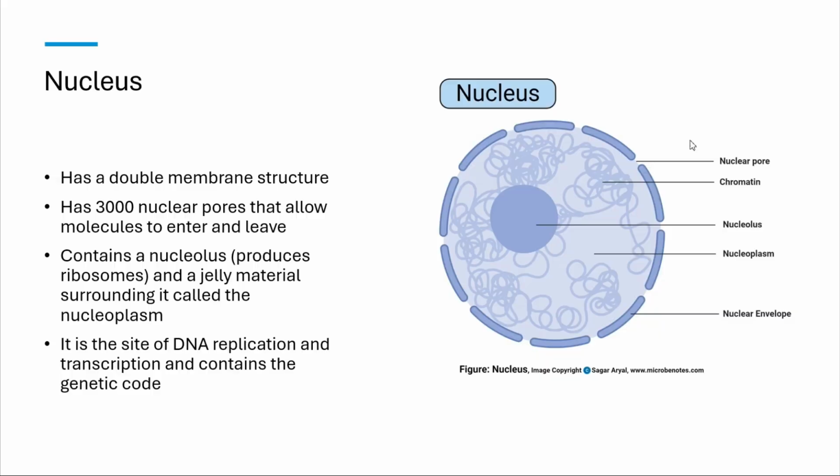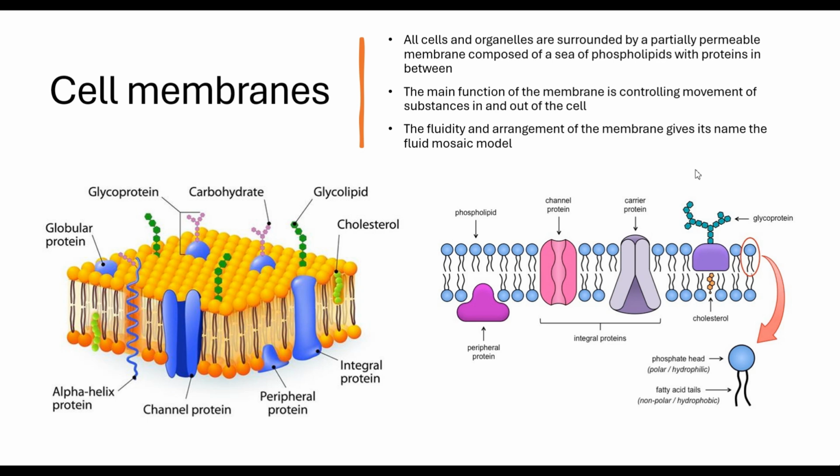So yeah, cool. Let's talk about cell membranes here. All cells and organelles are surrounded by a partially permeable membrane composed of a sea of phospholipids with protein in between here. The main function of the membrane is controlling the movement of substances in and out of the cell. And the fluidity and the way it's arranged gives it the name fluid mosaic model.